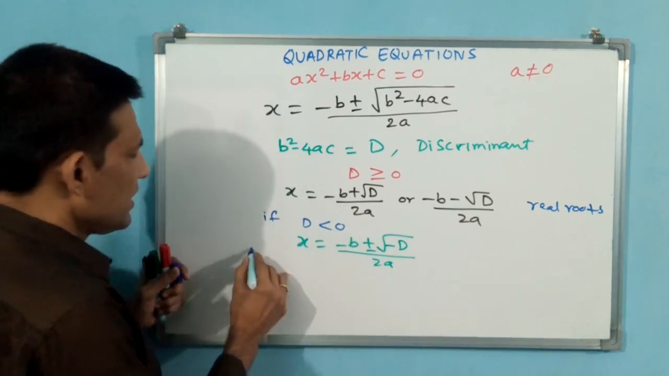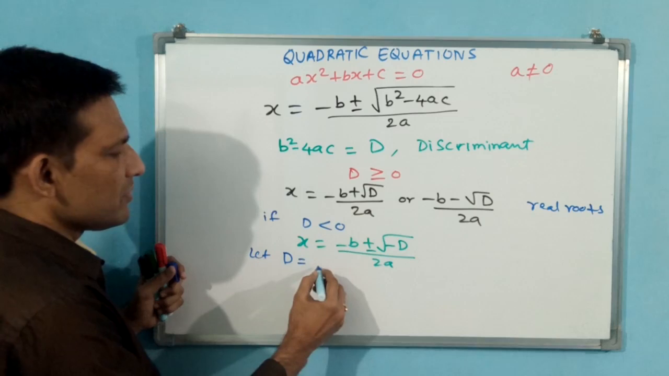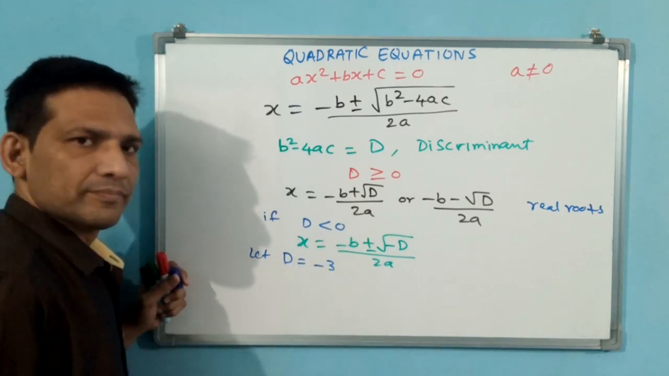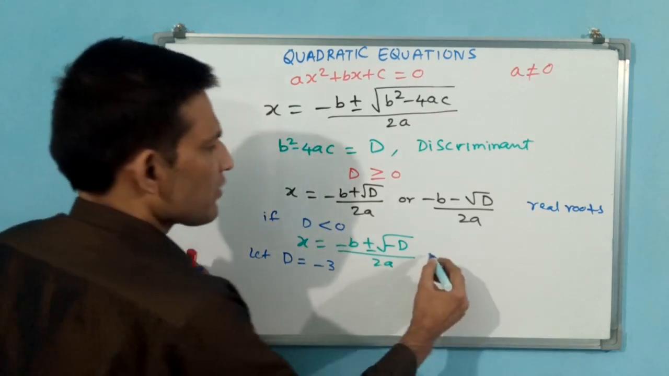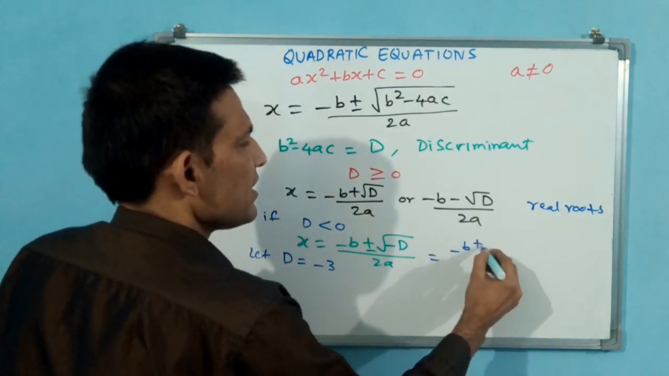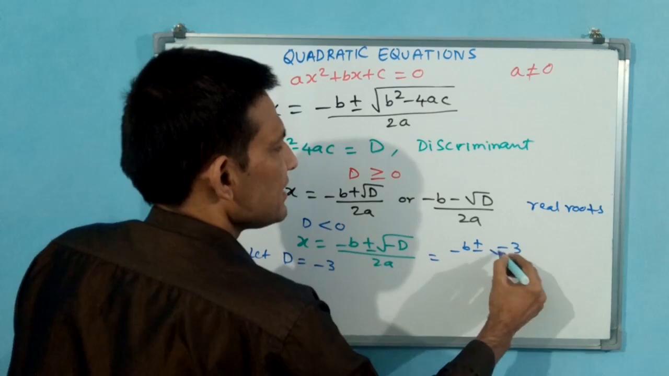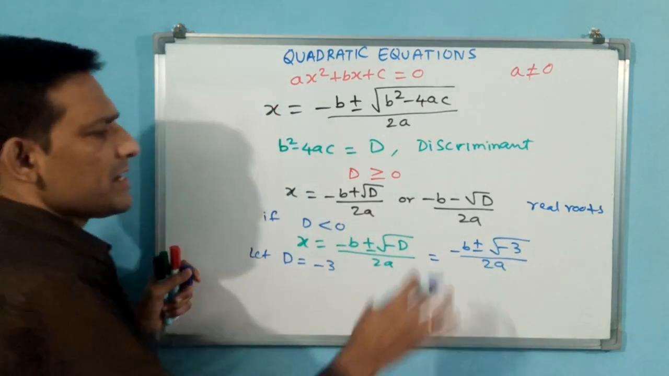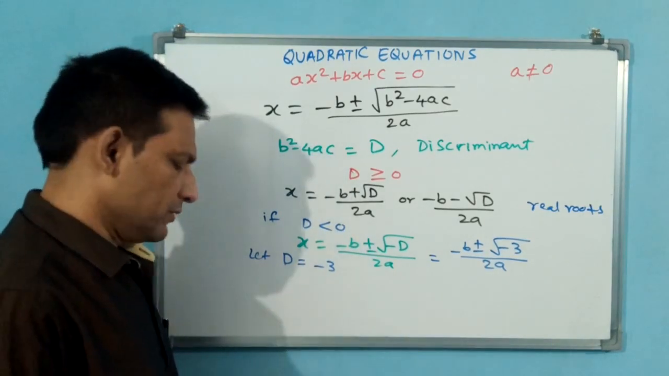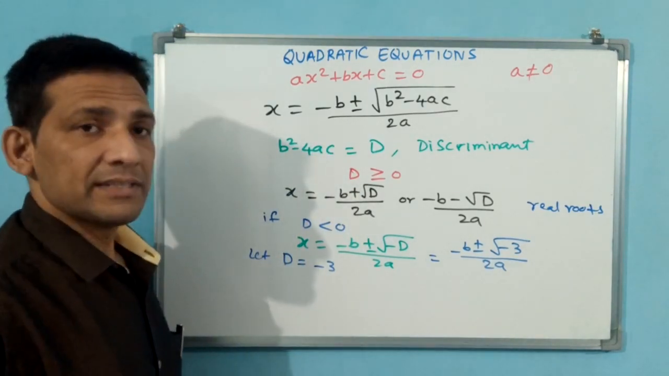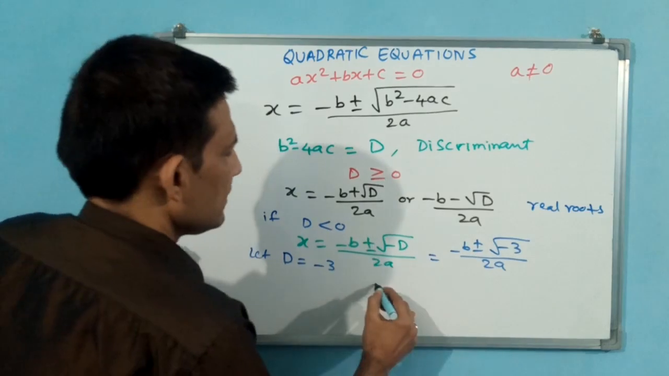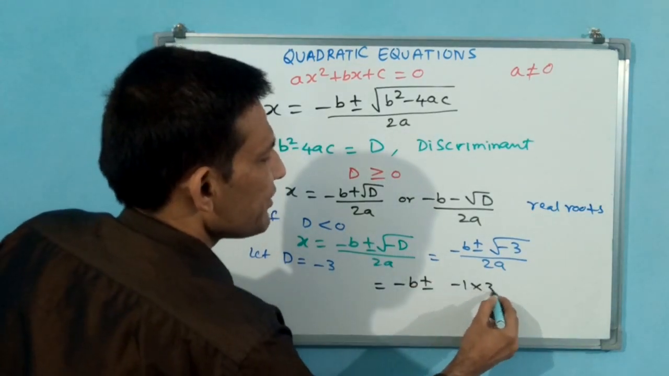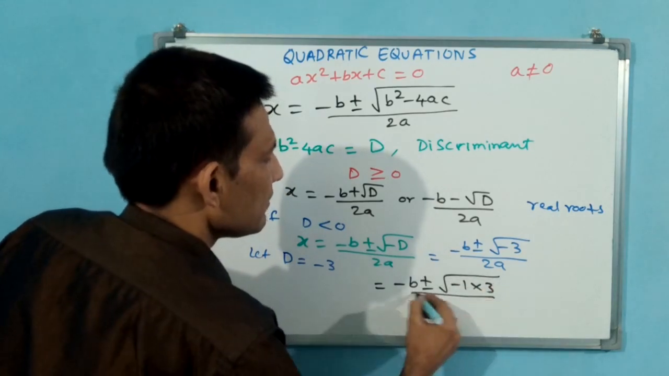You see now, let D be less than 0, say D is equal to minus 3. Then what you have to write? Minus b plus or minus the square root of 3 by 2a. Let b and a be like that only. Now you see how to convert this. We already saw that it is equal to minus b plus or minus square root of minus 1 into 3 by 2a.